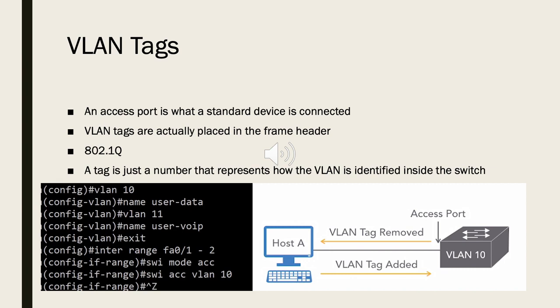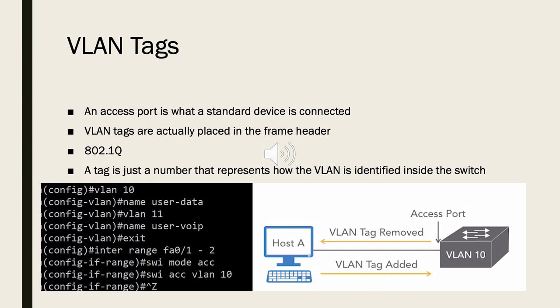VLAN tags are actually placed in the frame header using various different standards, but the one the CCNA focuses on the most, and that most switches use, is 802.1Q. A tag is just a number that represents how the VLAN is identified inside the switch. The VLAN tag for my user port will be 10, as that's what I will configure it for, user data.